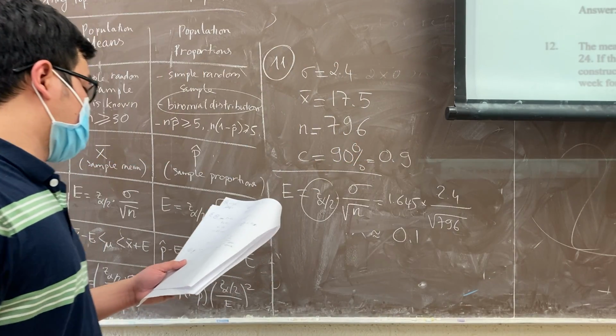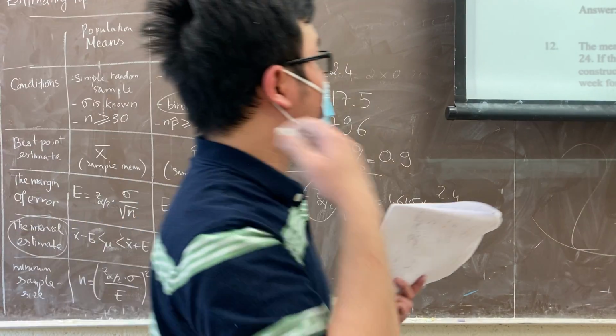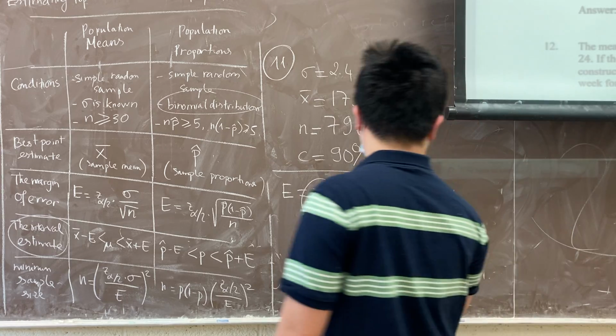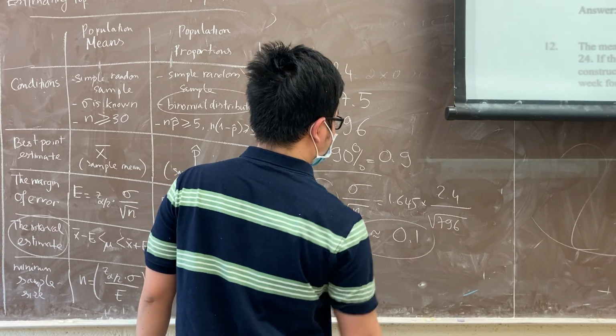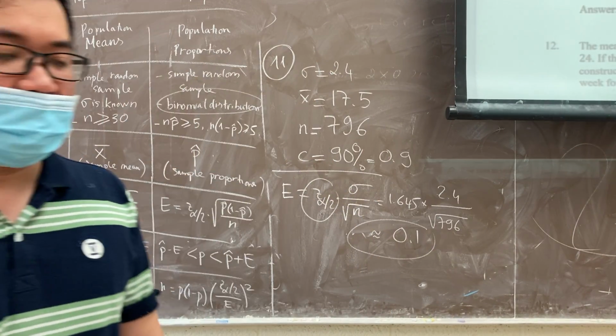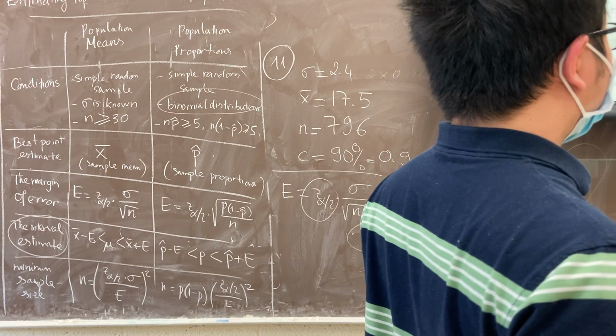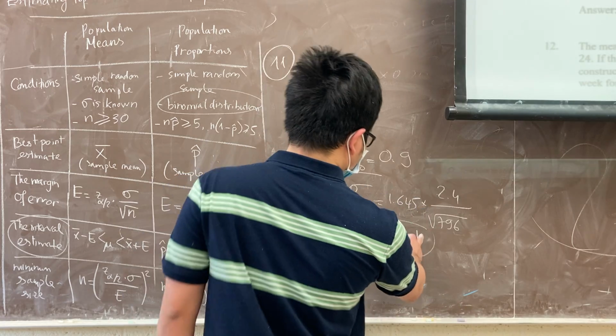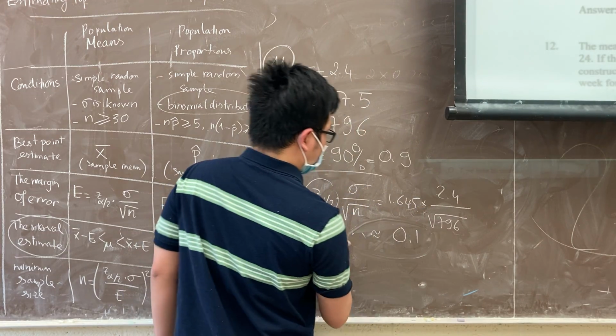Okay. Because the question asks you to round the answer to one decimal place, I just round to one decimal place, right? If they ask you to find the interval and round your answer to two decimal places, then you have to write two decimal places, right?